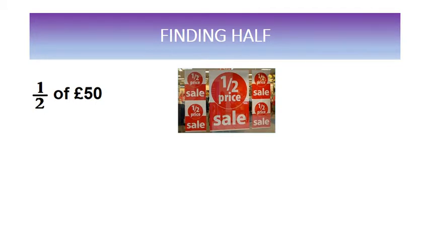Now this is a calculation that most of us could probably do in our heads, but it's the method that I want to show you that's important. So what we would do is we would take the £50 and we would divide it by the denominator 2. Now if you need help with the terminology around fractions, please do have a look at my video on an introduction to fractions. So the calculation is 50 divided by 2, which is 25. So half of 50 is 25.